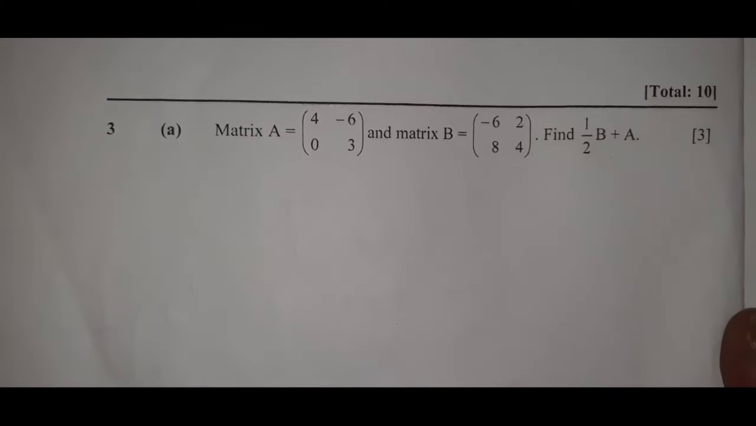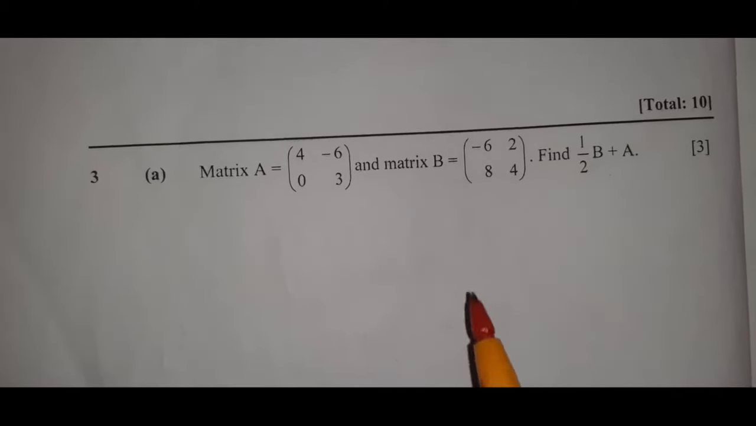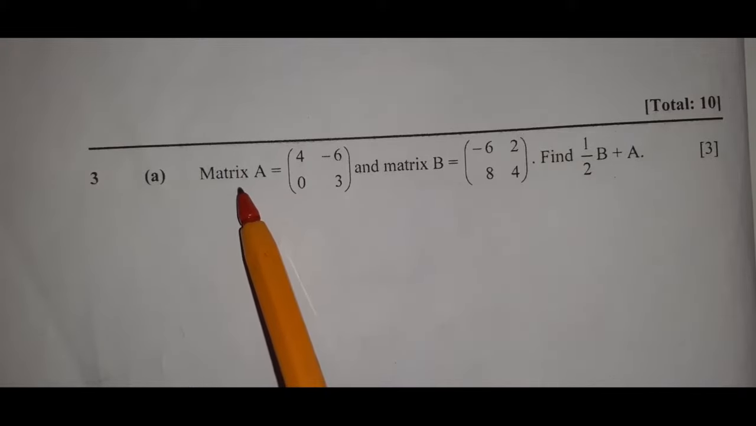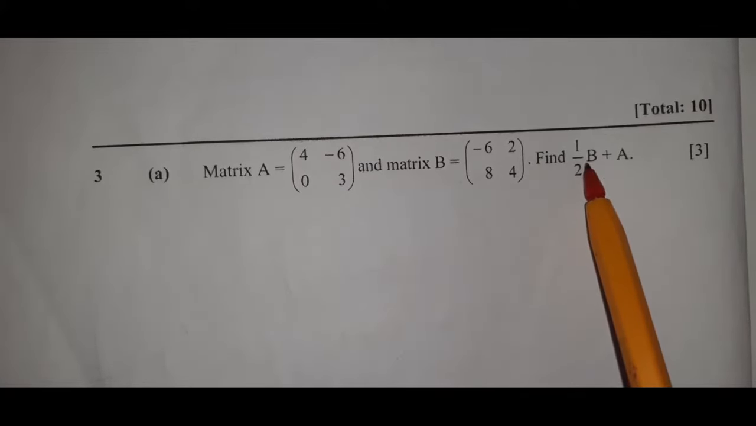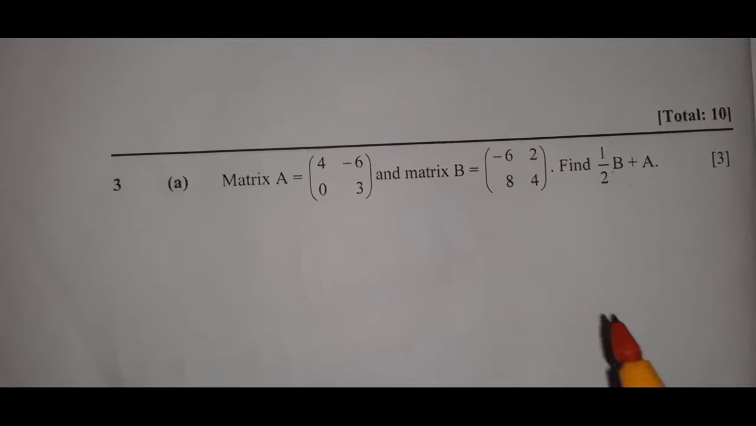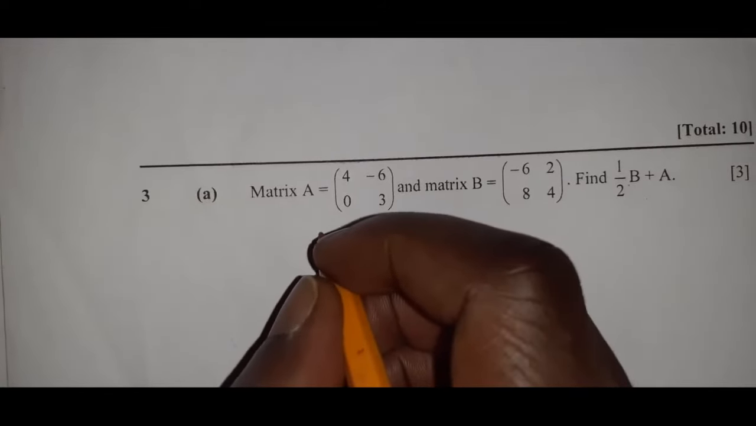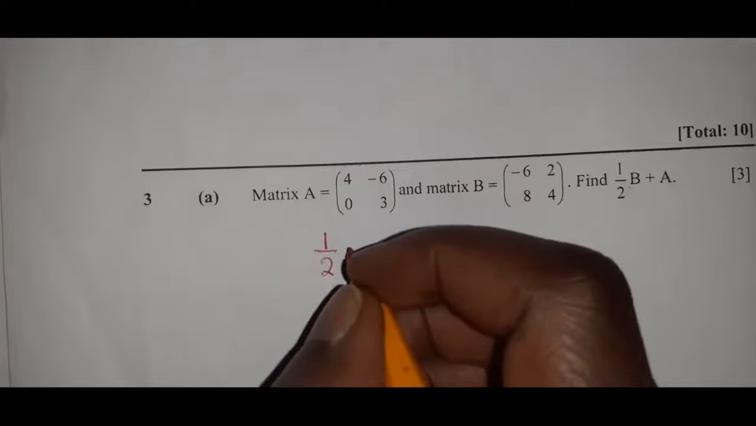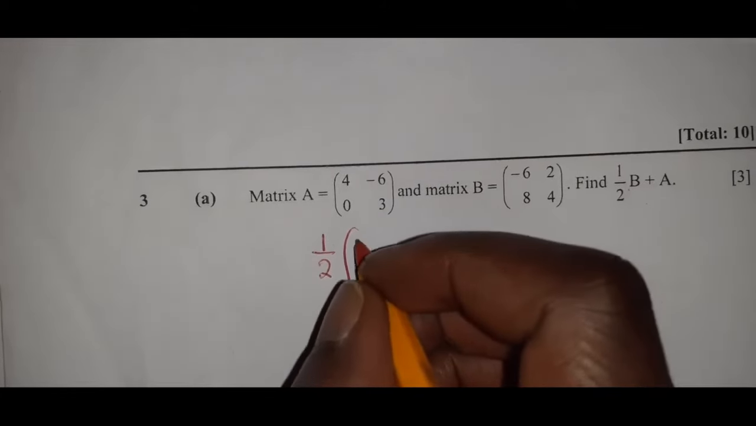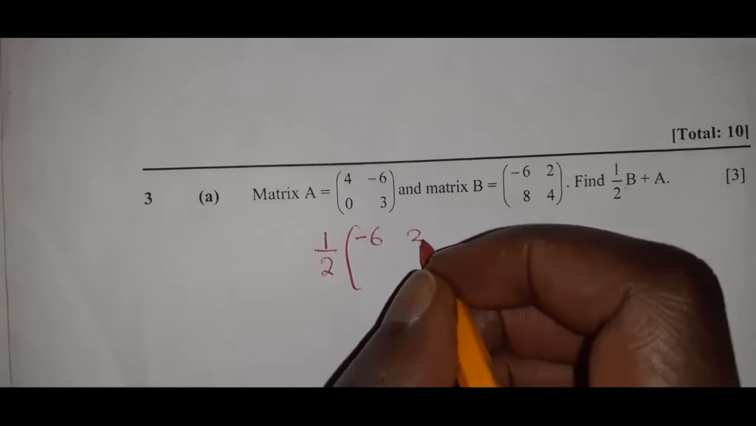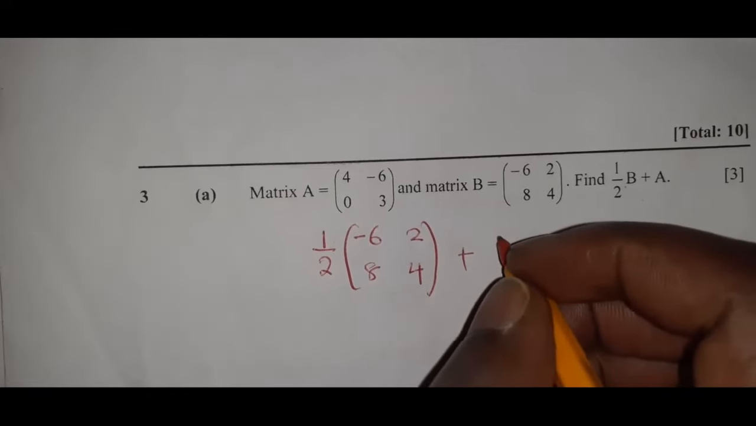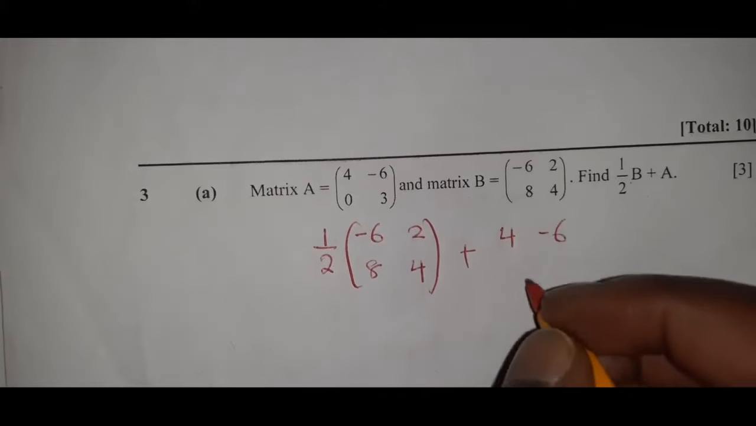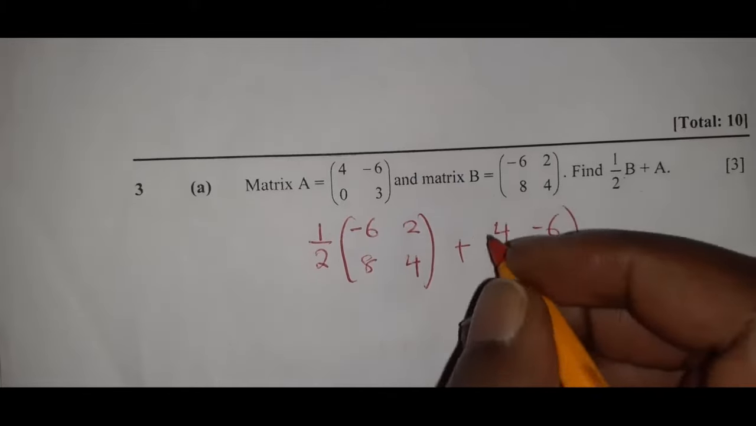Then we come to 3. Matrix A is given by this, and matrix B is given by this. Find 1 over 2 B plus A. 1 over 2 B. What is the B? Is 6, 2, 8, 4. Plus A. What is our A? 4, -6, 0, and 3.